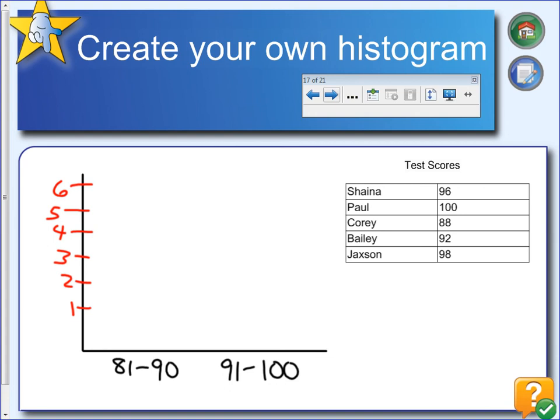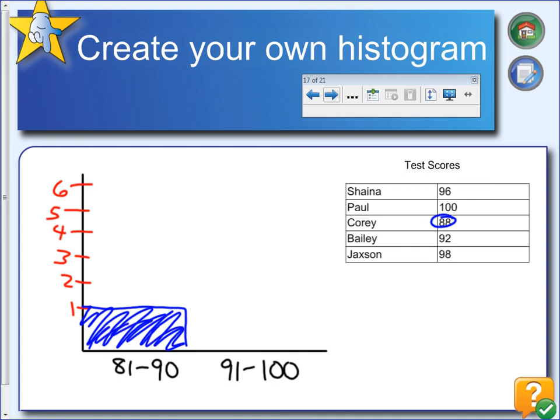We want to see exactly how many we have, and we're going to make our bars for our histogram. So how many test scores are in between the range of 81 and 90? See, 88's in that range, and I think that's the only one. So we have 1, so we're going to draw our line here at 1, and we can color that in if we want to. There's our first bar of our histogram.